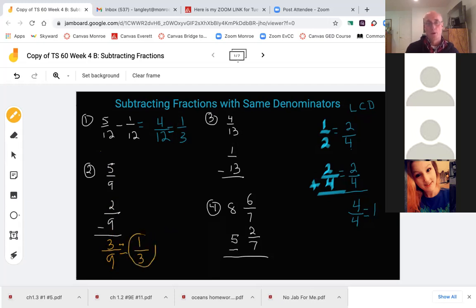So that would be my final answer, reduced down. Number 3 here, I got 4/13 minus 1/13. Right now I got the same denominator. I'm ready to subtract. Bring down my 13.